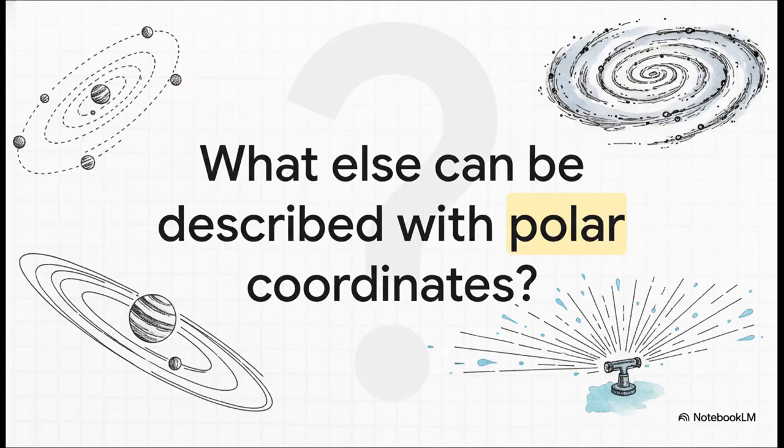So, what's the big takeaway here? Polar coordinates aren't just some abstract math topic. They are a genuinely powerful new lens to see the world through. Now that you can think in terms of direction and distance, what else starts to make more sense? Think about the spiral of a nautilus shell, the spray of water from a sprinkler, or the orbits of planets around the sun. How could this new point of view describe them more elegantly?